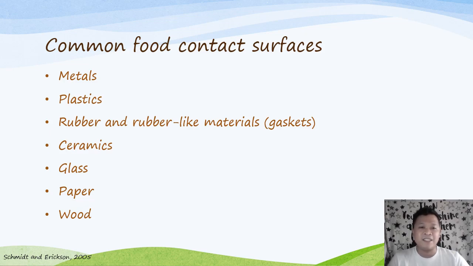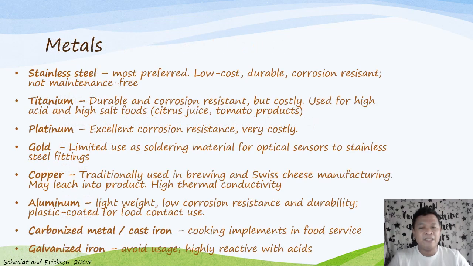Most of the gaskets are still rubber or rubber-like materials. There are cases wherein we still use ceramic and glass, such as when you have a viewing window along a pipe, or in certain cases, whether it be packaging or just the surface where the food is put, you still have paper and wood in some cases. However, for wood, it's ideal that you use the types of wood that don't have very large grains or are not as porous.